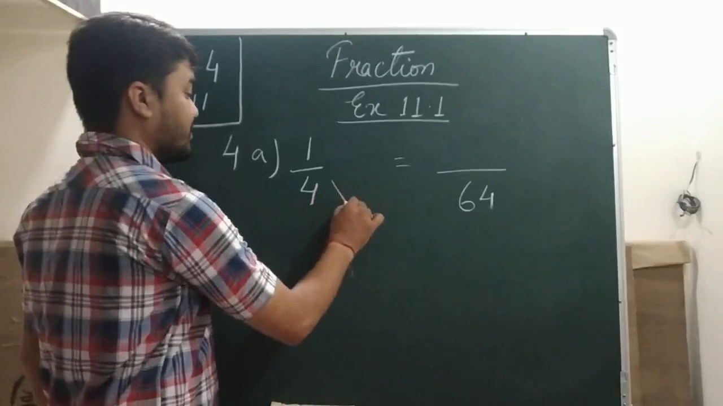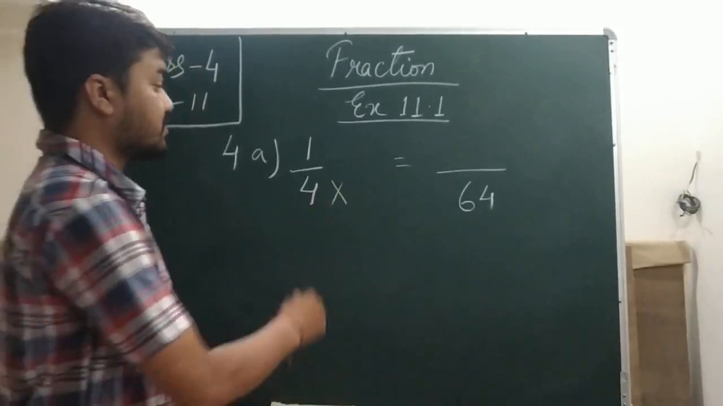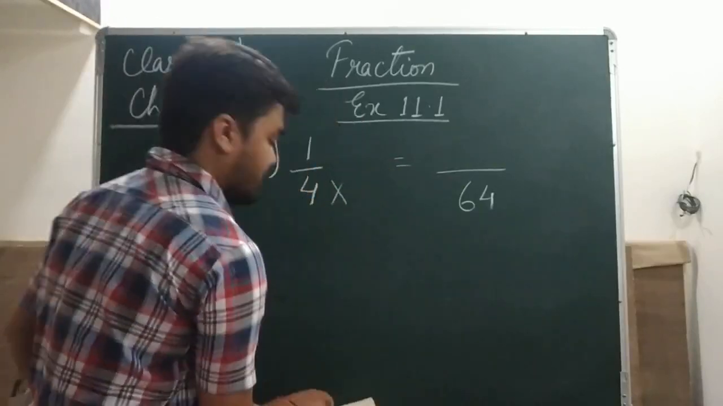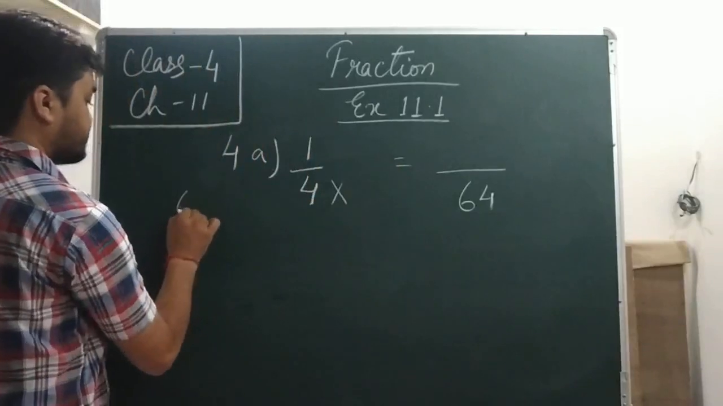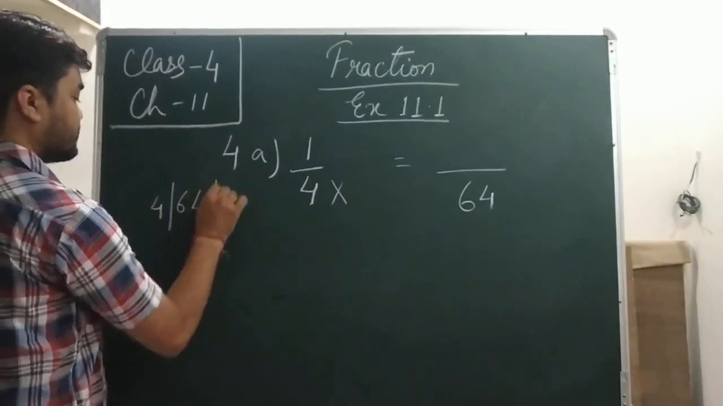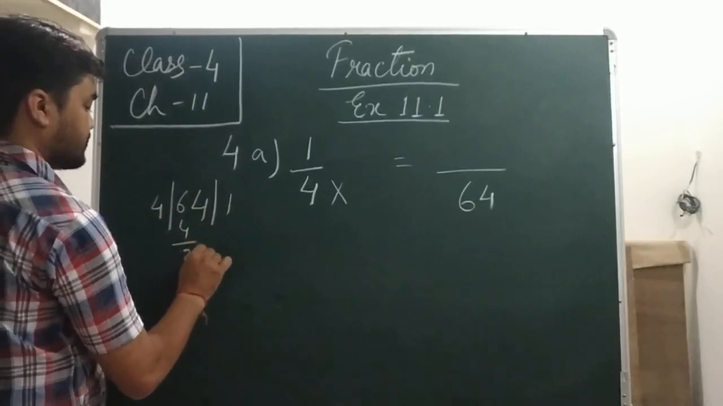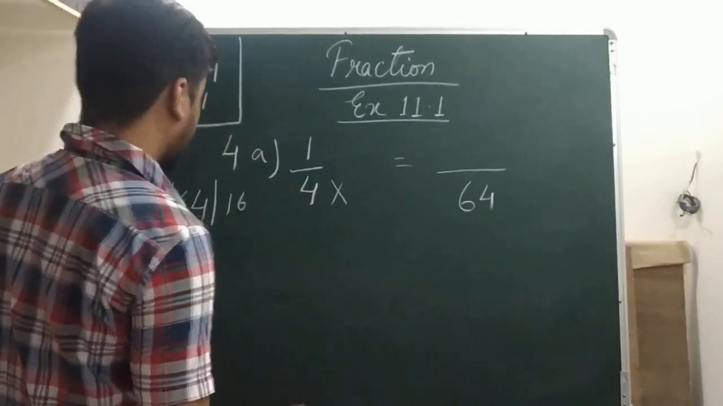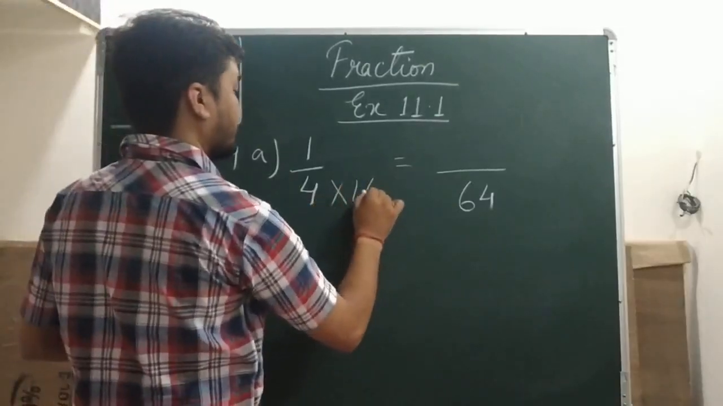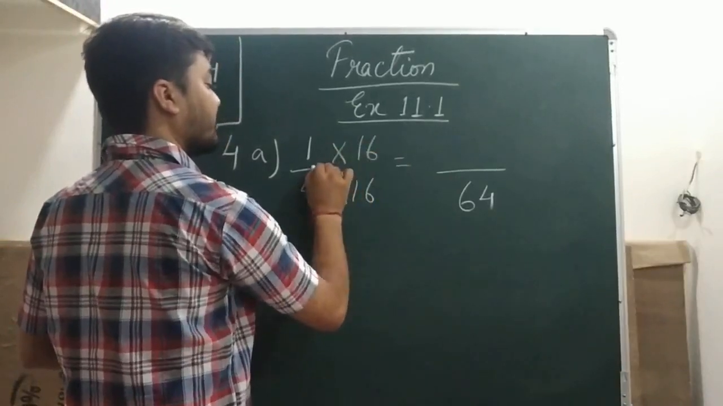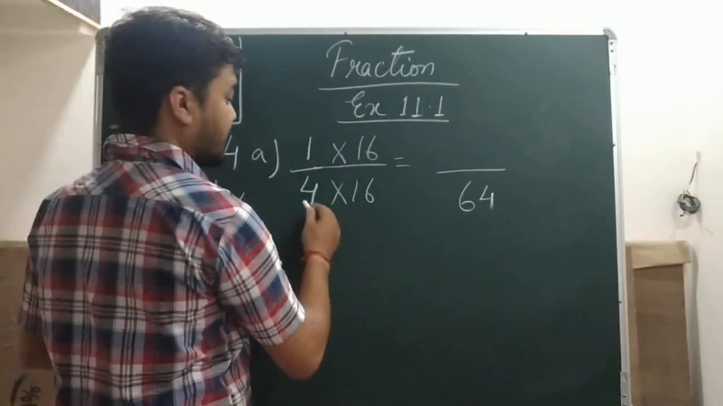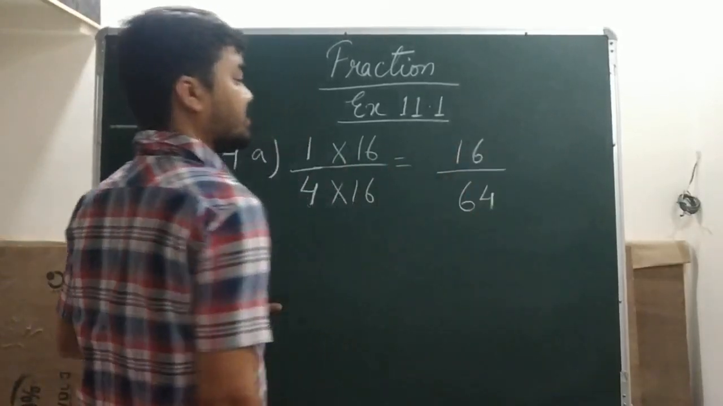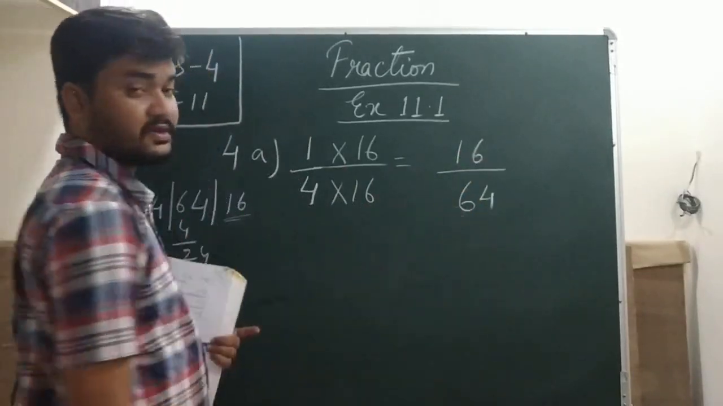How can we bring 64 in the denominator? By multiplying with a number. Okay, so we will multiply with what number? We will just divide and check. So the answer is coming 16. Similarly, the same number you have to multiply in the numerator part also. 16 times 4 is 64. So this will be your answer, because in the denominator we have to bring 64.